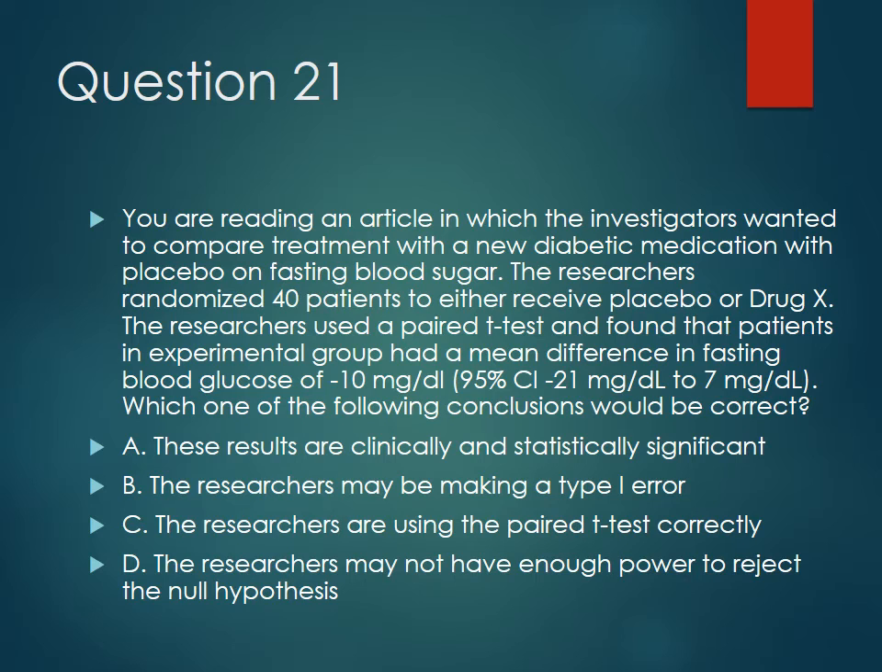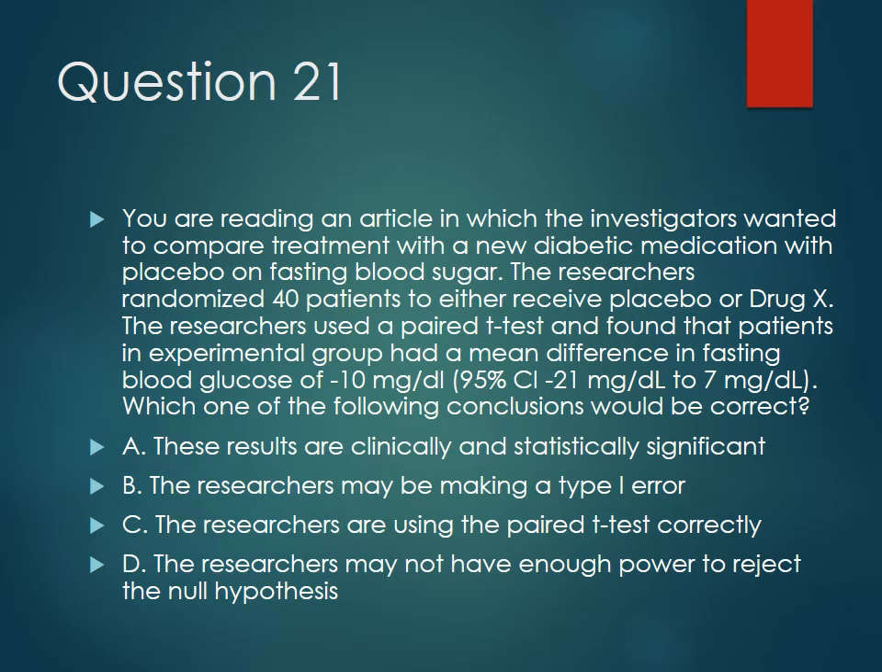Moving on, the researchers may be making a type 1 error. We cannot say this, because the results were not statistically significant, and so that would automatically rule out a type 1 error. Now, you could potentially say you're making a type 2 error, but that comes more into play with one of the other answers. Next, the researchers are using the paired t-test correctly. This one is incorrect because the patients were randomized to either one group or the other. Because these are independent, unpaired groups, using a paired t-test would be incorrect and would not be appropriate in this case.